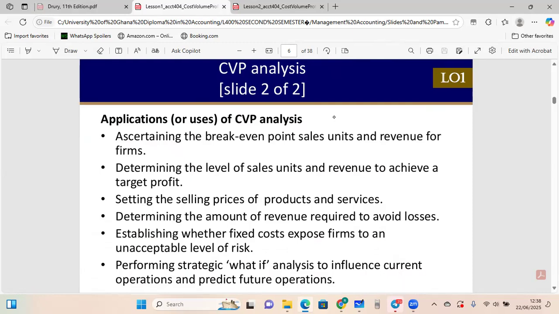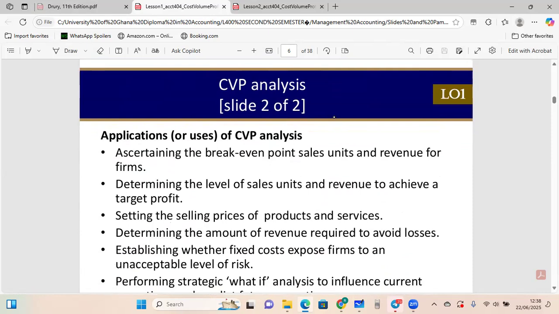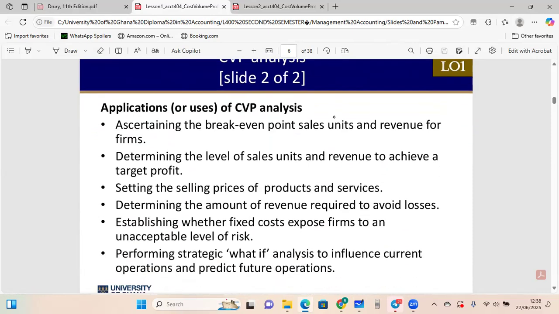So CVP, this is one of the uses or applications of CVP, right? So if the organization wants to know the point where it will not be making any profits or any loss, the break-even point, it can use CVP to determine that. Then it also helps the organization in the determination of the level of sales units and revenue to achieve a target profit.